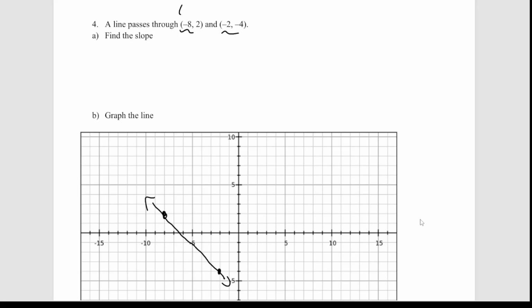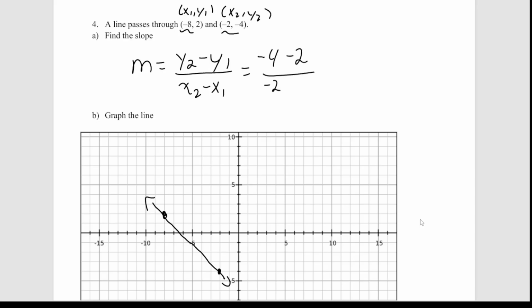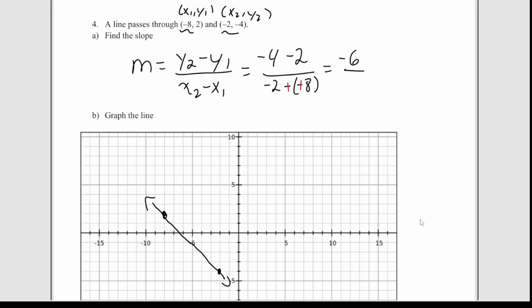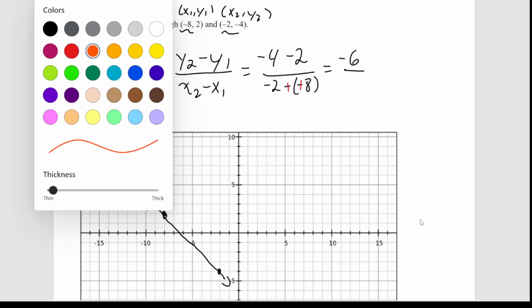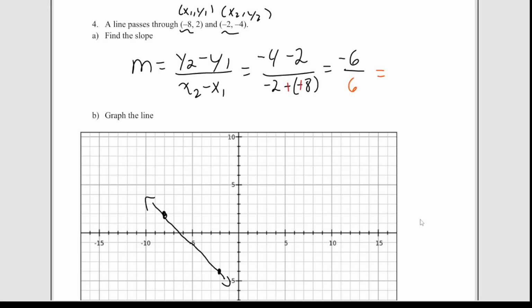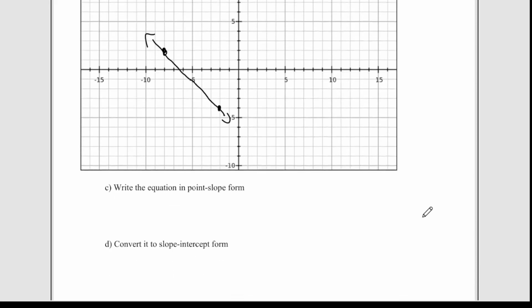So if I'm going to find the slope, I do want to label one of these x1, y1. I want to label the other one x2, y2. And then I want to find my slope by plugging into the slope formula. So first my change in y over change in x. Change in y, that would be negative 4 minus 2. Change in x, that'll be negative 2 minus a negative 8. Negative 4 minus 2 gets us negative 6. 2 minus negative 8, that's the same thing as 2 plus positive 8. That will give us positive 6. Negative 6 divided by 6 simplifies to negative 1, which does look approximately like what we have on our graph. We just didn't graph it super carefully.